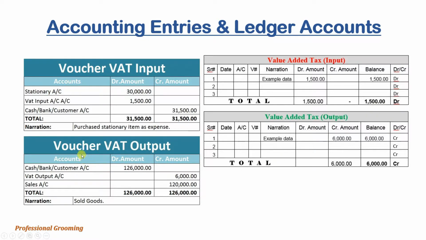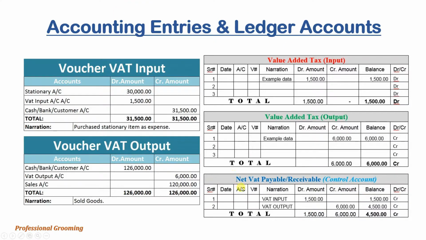Next, we are going to see the VAT output voucher or entry. Cash, bank receipt, or customer account is debited by 126,000, VAT output account 6,000 credit, sales 120,000. We sold some goods for 120,000, and the 5% VAT, 6,000, is credited to VAT output. Let's see the ledger account. Here we have the VAT output value on the credit side, and the balance is also 6,000 on the credit side.